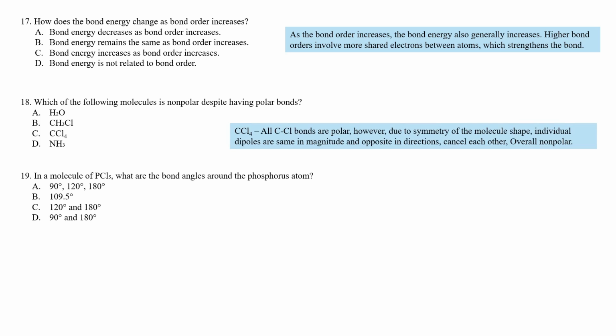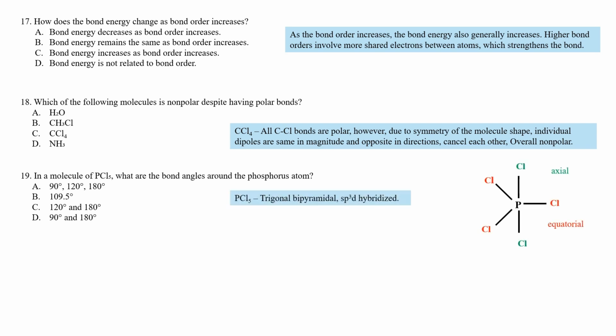Next one. In a molecule of PCl5, what are the bond angles around the phosphorus atom? PCl5 is trigonal bipyramidal in shape with sp3d hybridization. You can see using this color coding, 2 chlorine atoms are in axial positions and 3 chlorine atoms are in equatorial positions. There are 3 types of bond angles present in PCl5.